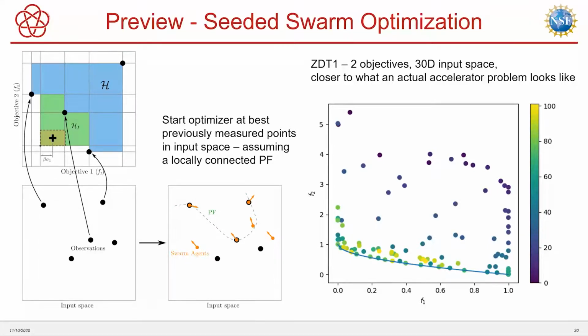In this case, I've shown optimization of a simple test problem known as ZDT1. This test problem has 2 objectives in a 30-dimensional input space. And I was able to find the correct Pareto front in under 100 physical observations, which makes this problem much closer to an accelerator problem due to the high dimensionality of the input space.